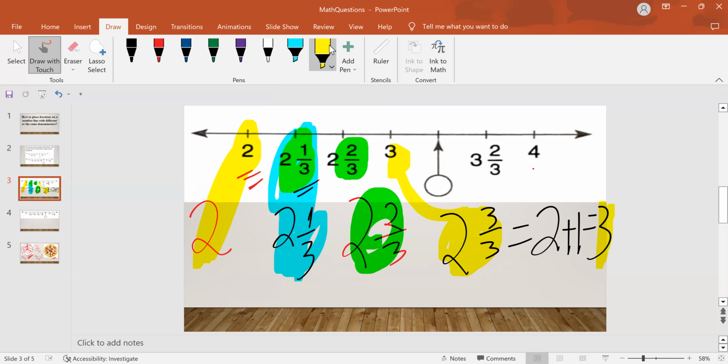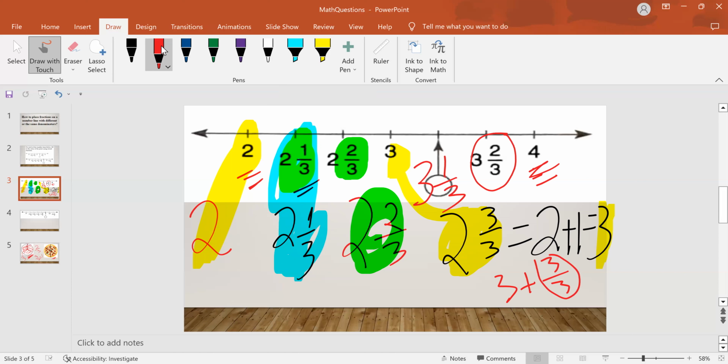Based on the sequence, because they're adding 1/3 to the previous number, the missing number will be 3 and 1/3. The next one is 3 and 2/3. Then the next one is 3 and 3/3, which is 4, because we know that 3/3 is 1, which is a whole, and 1 plus 3 is 4. After that we have 4 and 1/3. So 1/3, 2/3, 3/3, we change it to 1 added to the number to increase it.